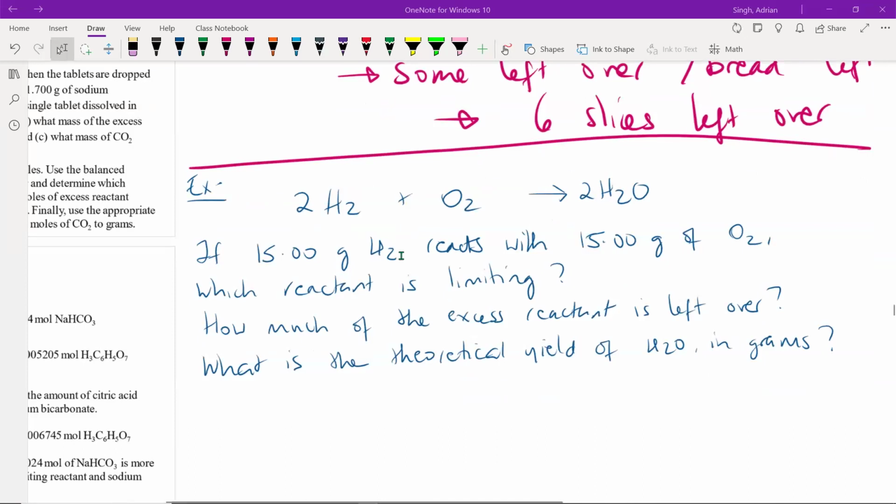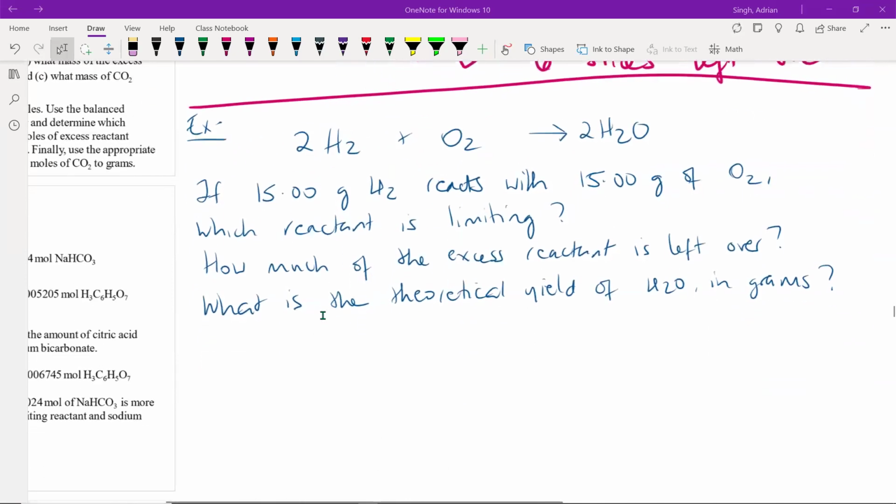Application of this now in a chemical reaction. So here we're given a reaction we've seen before, an equation representing that reaction between hydrogen and oxygen to make water. And we see that it's already balanced. You always want to double check that your equation is balanced. And here we're told that 15 grams of hydrogen reacts with 15 grams of oxygen.